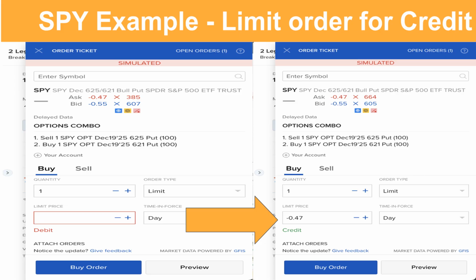If you're still happy with that, notice that the order is to buy, okay? And it automatically defaults to a quantity of 1. You can change that to 2, 3, or 4 if you wish. And the order type you can see is set to limit.